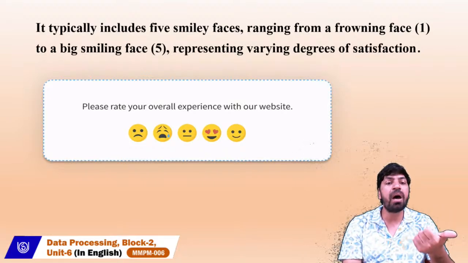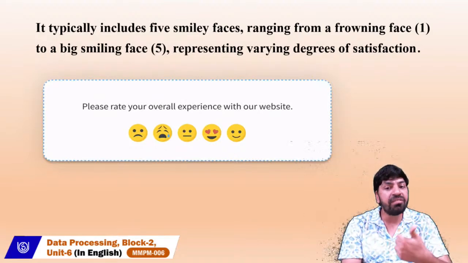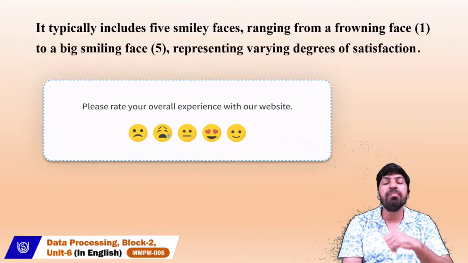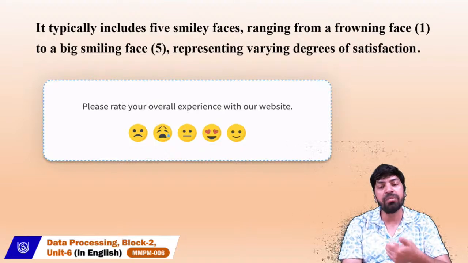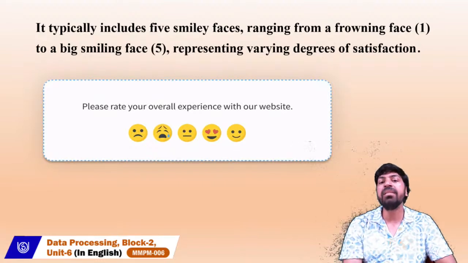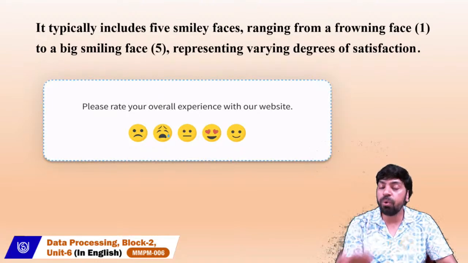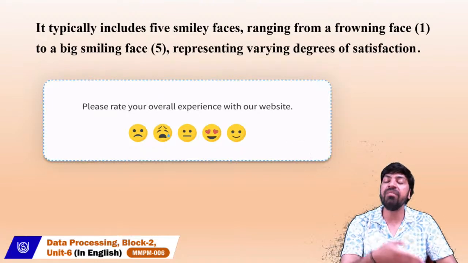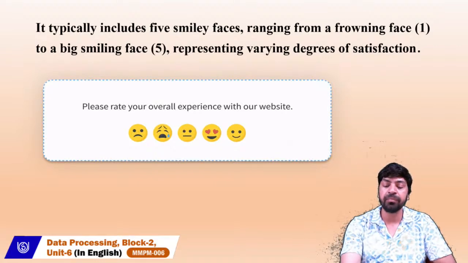So the frowning face is 1, the crying face is 2, being silent is 3, laughing is 4th, and the 5th is the big smiling face. So this is how we can code the pictorial form, and then we make entries into the Excel sheet, and then we analyze it.